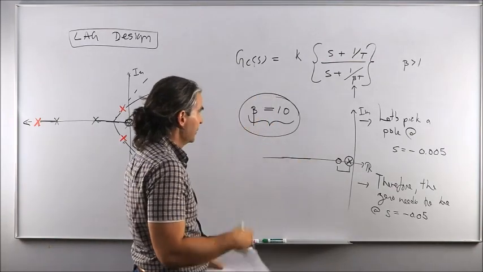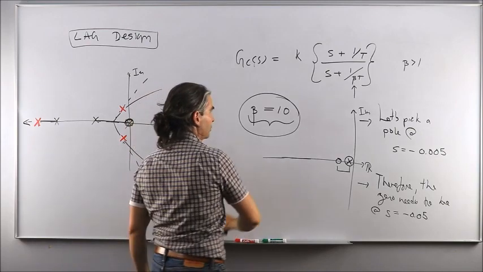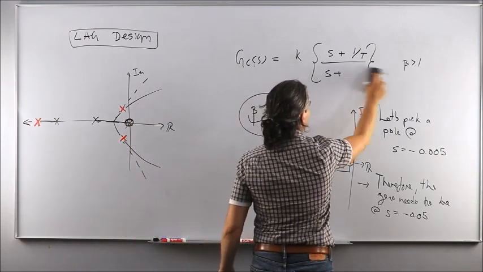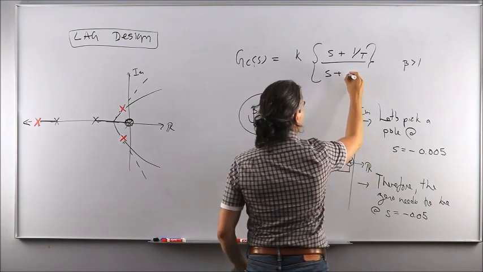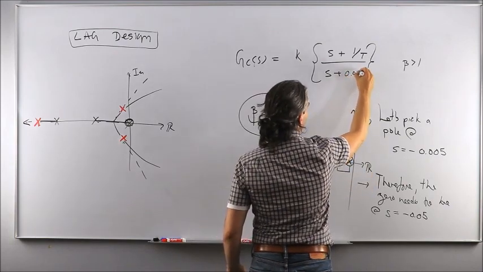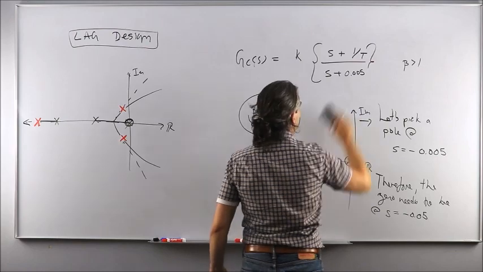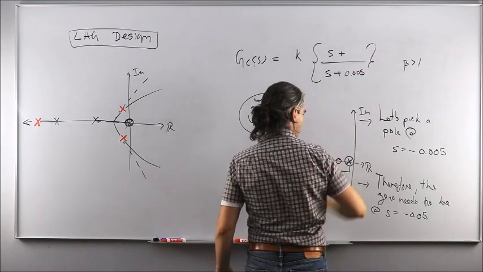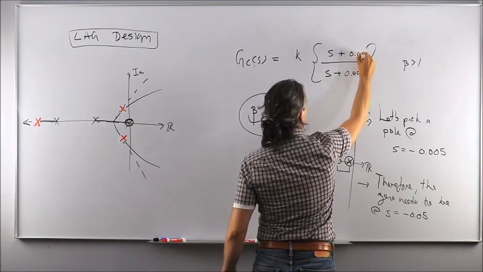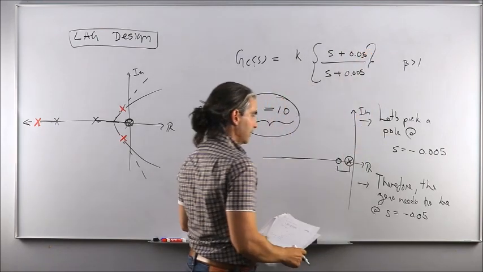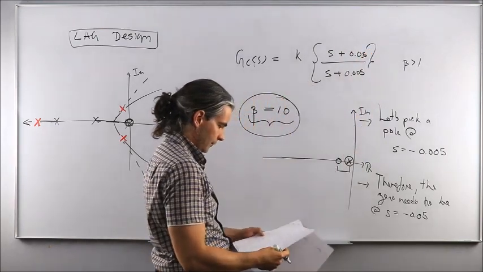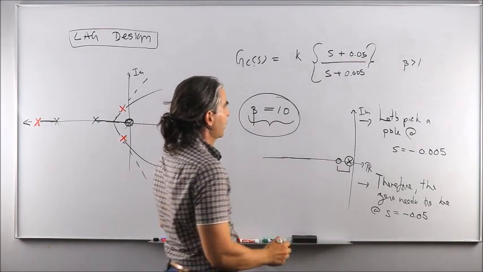All right. Does that mean I'm done? I've already selected my pole to be at 0.005 and my 0 to be at 0.05. Like that. Well, yes, you're almost done.